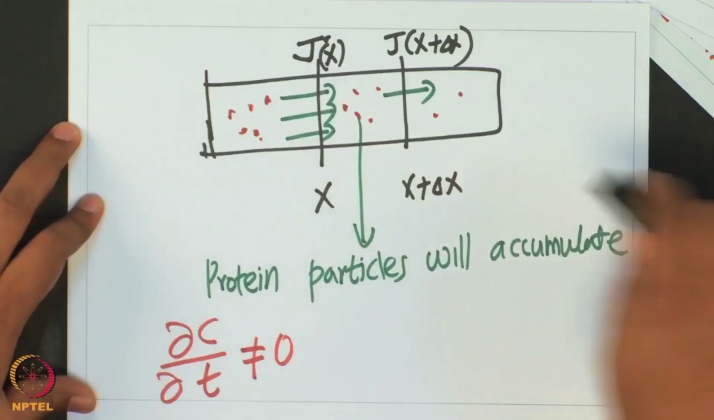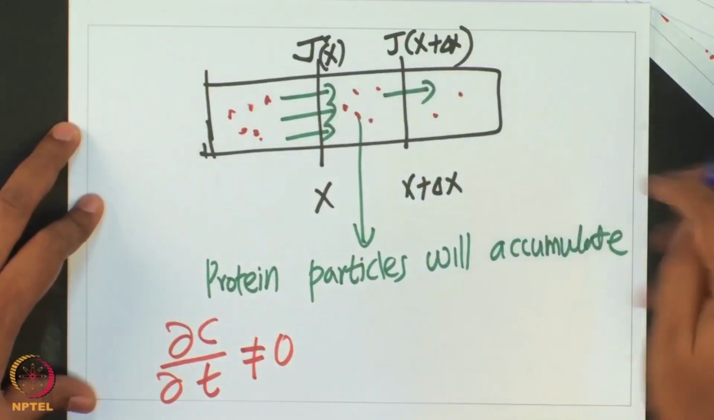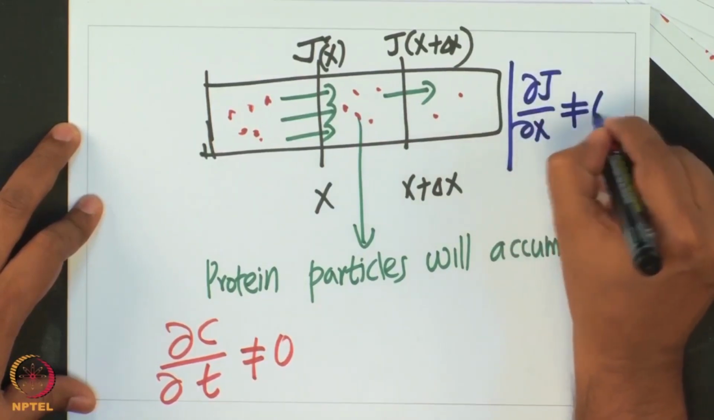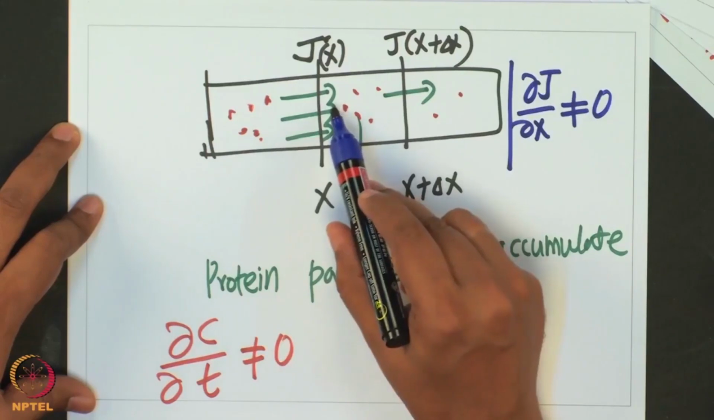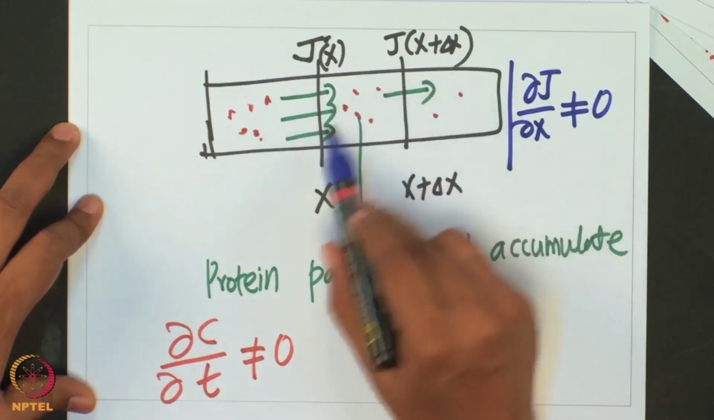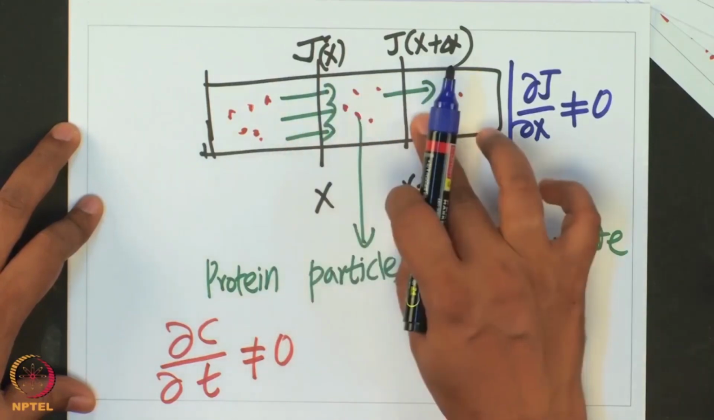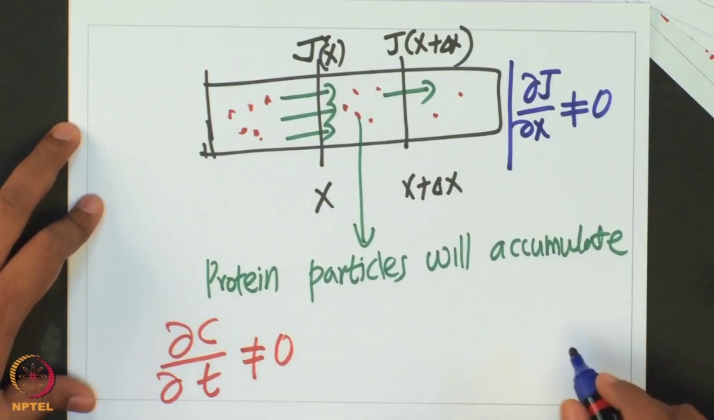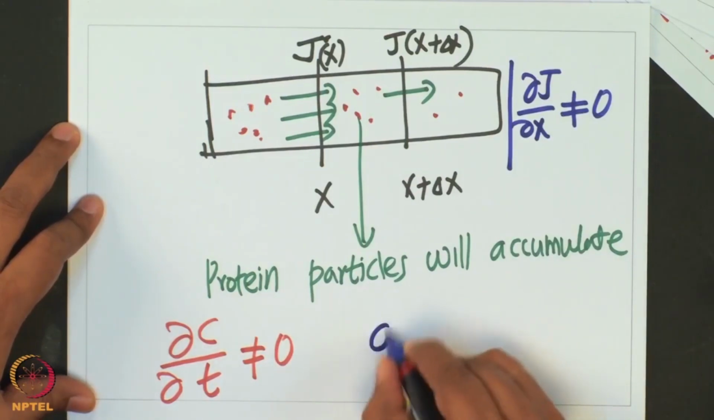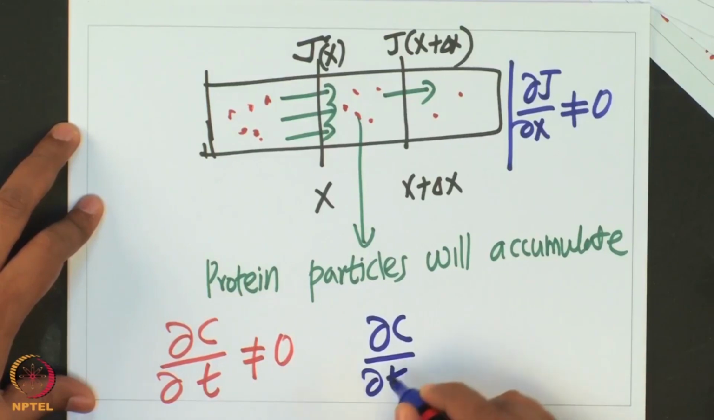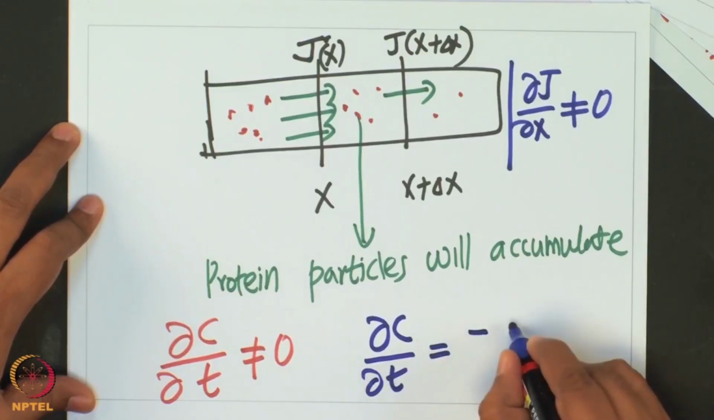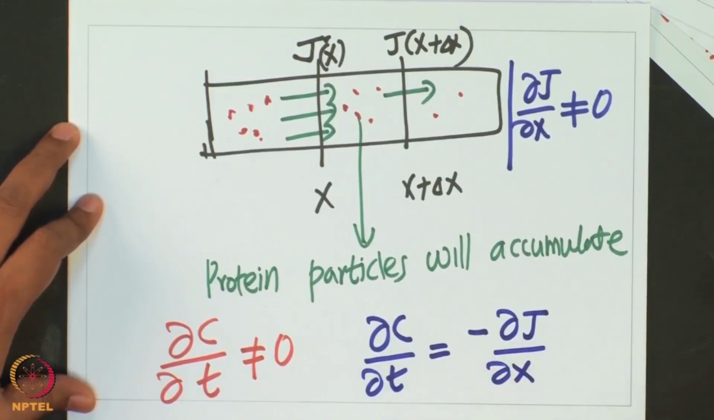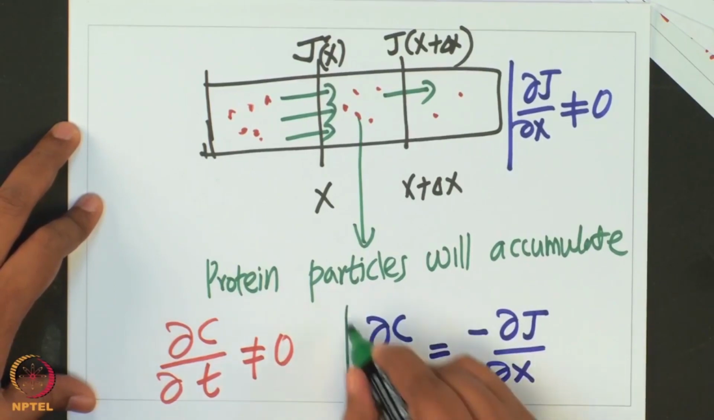So let us look at del J by del X. So del J by del X is also not 0, because there is a higher flow here and lower here. So the J changes with X. J is decreasing with X. So del J by del X is negative. And the claim is that del C by del T in magnitude is minus del J by del X. This is the claim. This equation is called the diffusion equation.